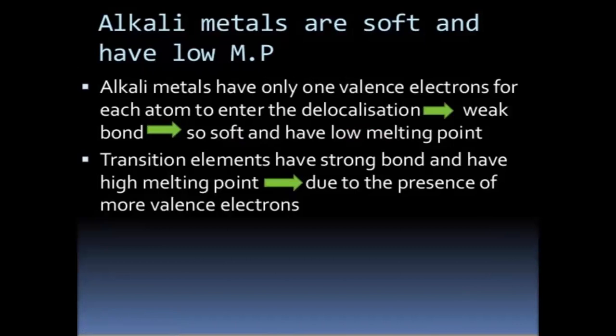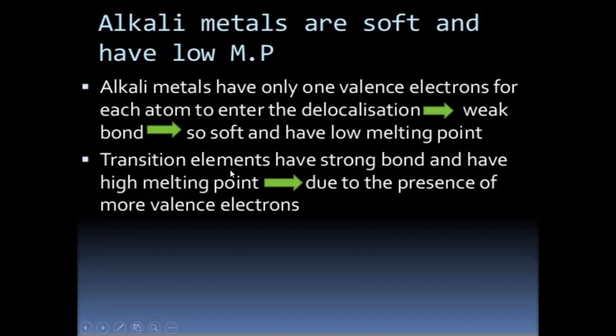One valence electron for each atom enters the delocalization. So, alkali metals are soft and have low melting points. Alkali metals, the first group elements, have only one valence electron for each atom to enter the delocalization. Therefore, it's a weak bond. So they are soft and have low melting points. They get easily melted.